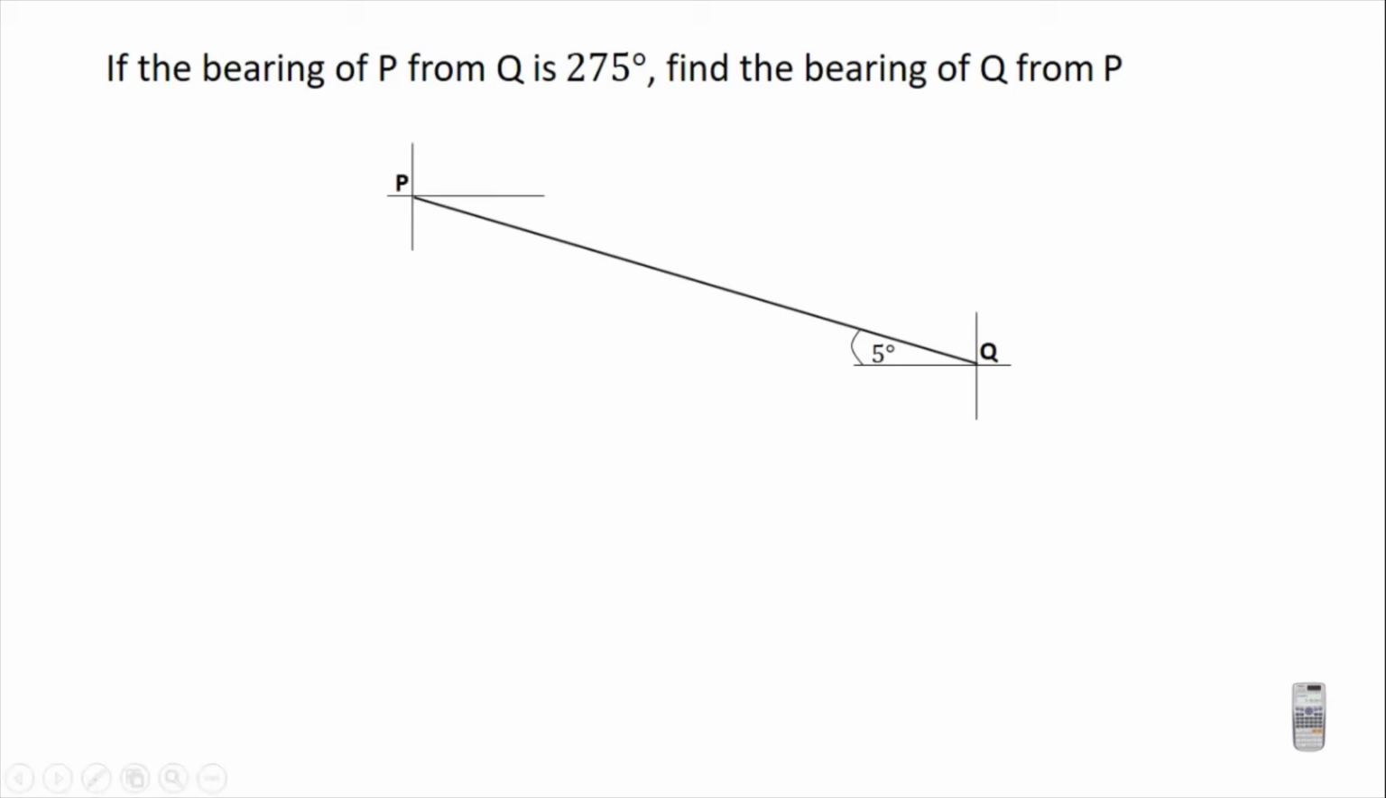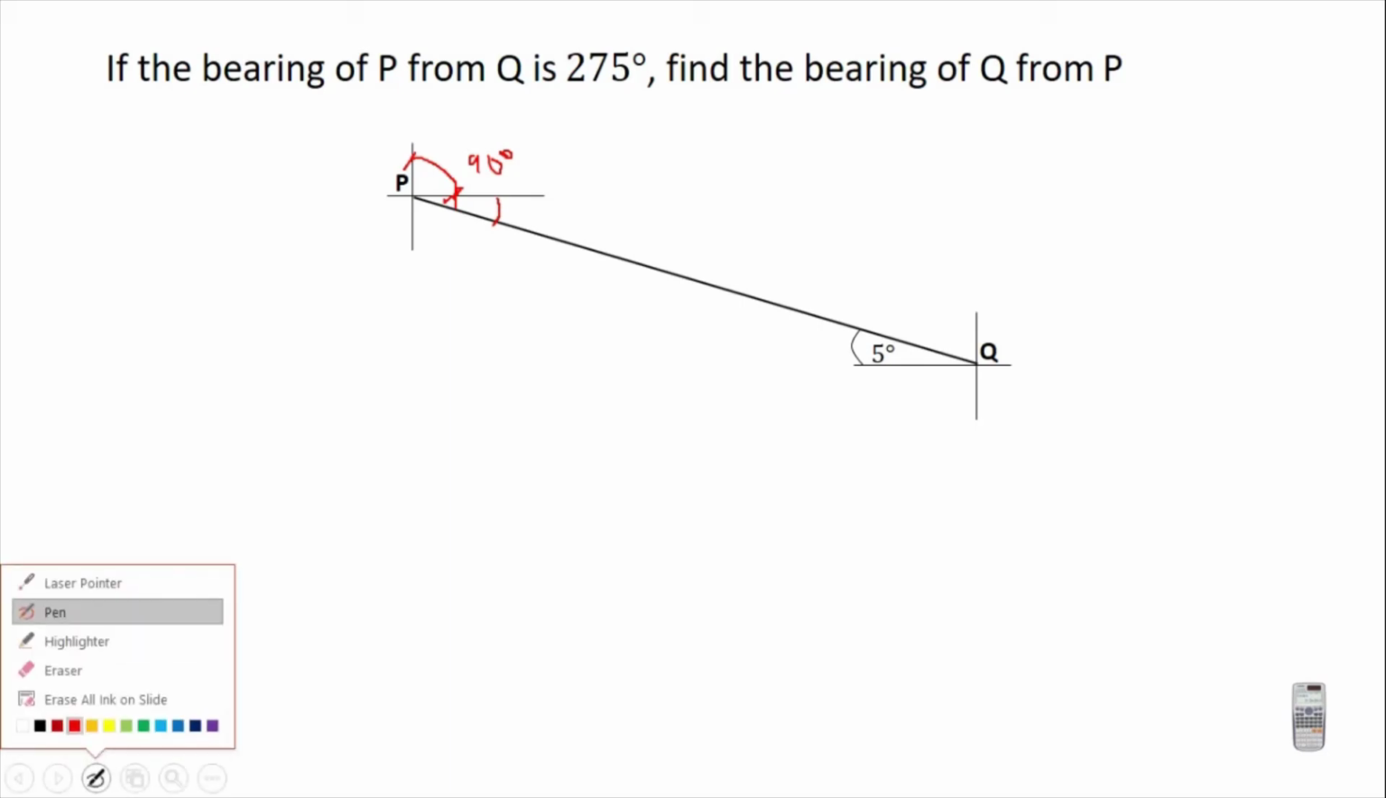Okay, so we want to find the back bearing. So I'll draw the diagram on P here. Then we will find the back bearing. And you can see clearly from here that the back bearing will be measured from this line straight onto this line. But we know that from here to this point here is 90 degrees. So we need to find a small angle and add it to 90 degrees in order to get the back bearing.